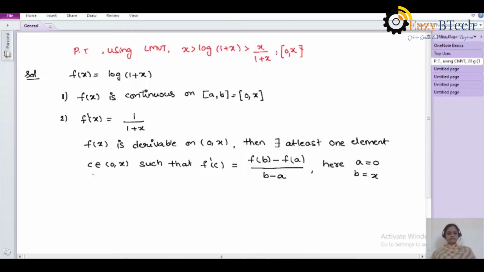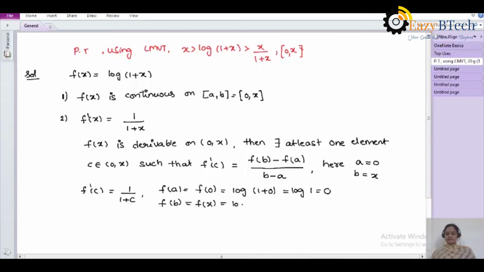Using the derivable condition, the value of f dash of c is 1 by 1 plus c. And f of a, substituting the value of a, that is f of 0, is log 1 plus 0, that is log 1. You know very well the value of log 1 is 0. Then f of b, in the place of b, that is x, is log 1 plus x, because b is x only.